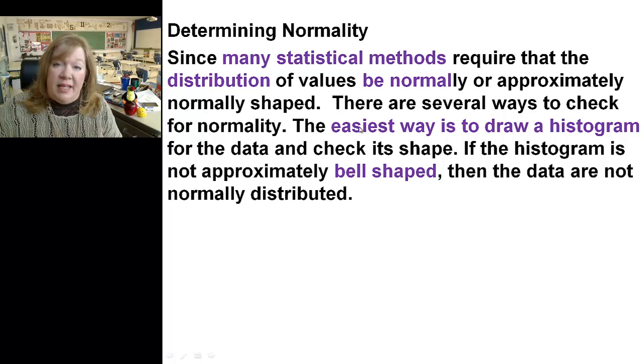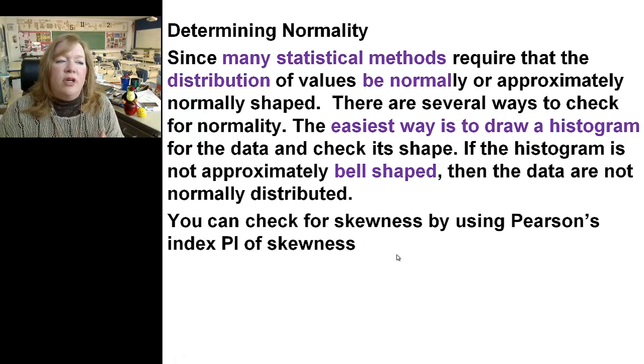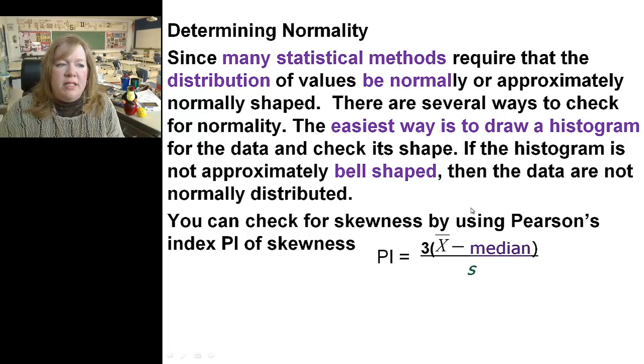Because many of these distributions are supposed to be normal, we need to check it. The easiest way is to draw a histogram and check its shape. If the histogram is not bell-shaped, then the data are not normally distributed. You can also check for skewness by using Pearson's index of skewness, the PI of skewness. And I've got a formula. It's 3 times your mean minus your median over your standard deviation. So that's what it is.